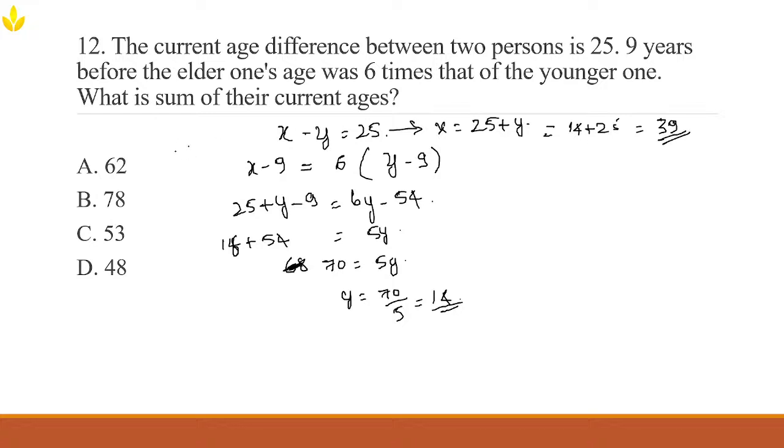Now, it is asked to find out the sum of their current ages. So the sum of their current ages will be equal to 39 plus 14, that gives you 53 as the total. So option C is the right option.